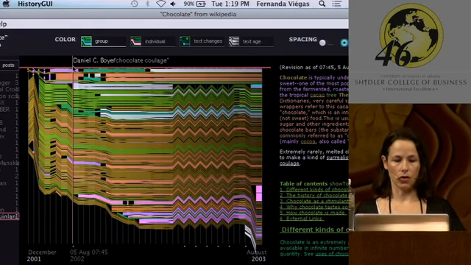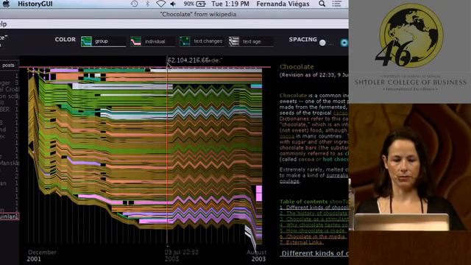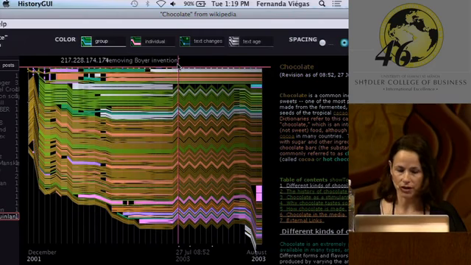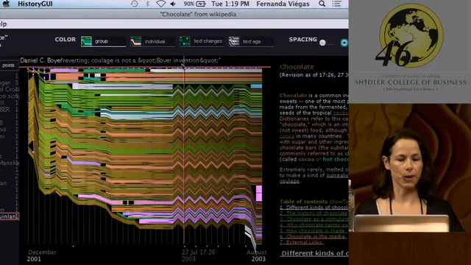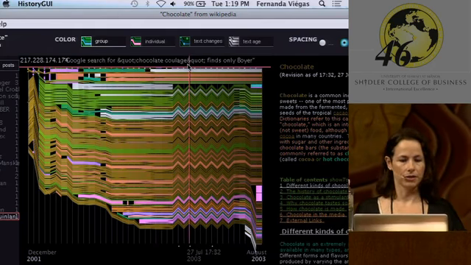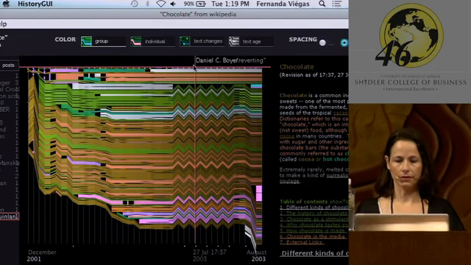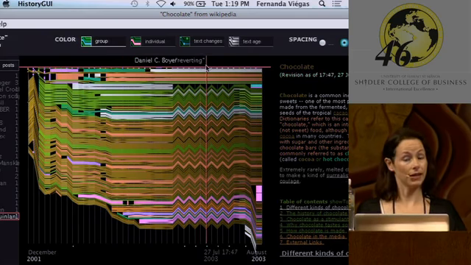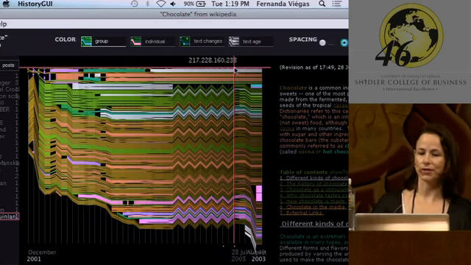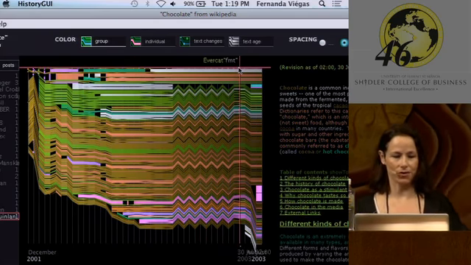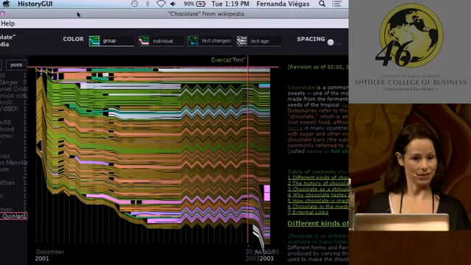It survived for all this time, and then someone said, removing Boyer invention. Daniel C. Boyer comes back and says, reverting, collage is not a Boyer invention. Well, Google search for chocolate collage finds only Boyer. Reverting. Leave your humbug out, reverting. And so they go on and on until Daniel C. Boyer sort of gives up, which is too bad because we did a Google search and it does exist.